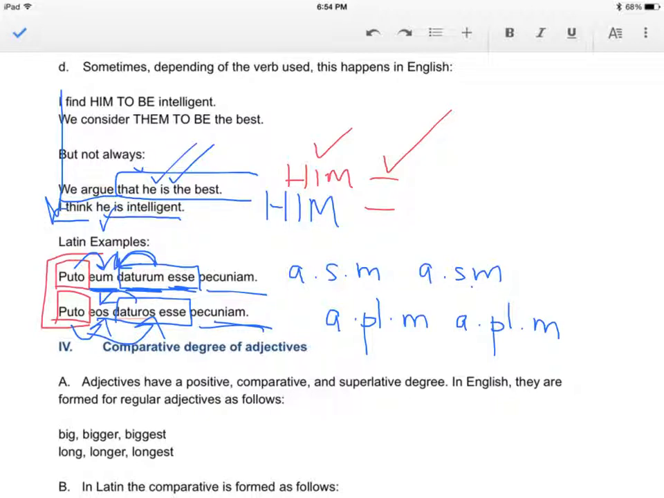In addition, what this is, is the infinitive periphrastic. It's the future active participle plus a form of the verb to be. Daturum esse is the future active participle daturus plus esse. The two of them put together is the infinitive future periphrastic, and you use that most commonly in Latin indirect statement.